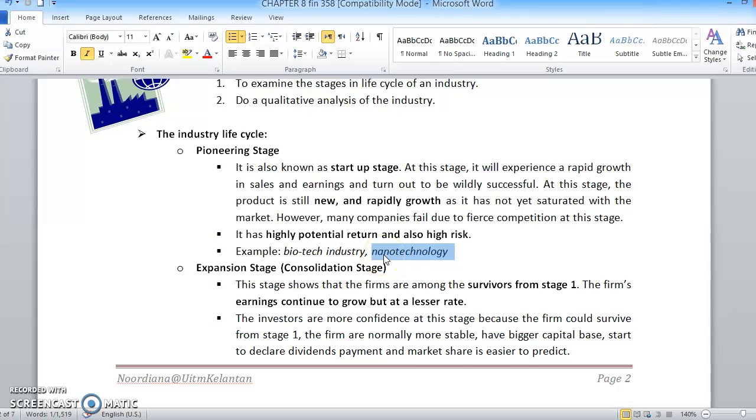actually at the second stage already, because previously, yes, we can say nanotechnology was in the pioneering stage, but right now, nanotechnology is no longer a kind of foreign thing to us and so on, right?